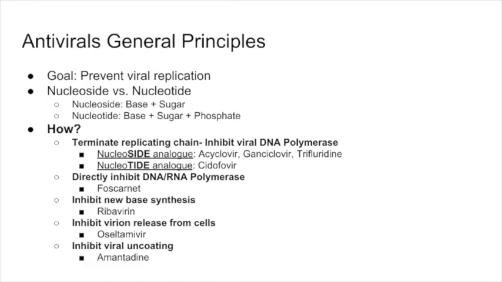And lastly, one way of inhibiting viral replication is to inhibit viral uncoating, meaning the virus has a coat, and in order for it to penetrate the cell, it has to uncoat or take off its coat. If the virus can't do that, then it can't go into the cell and replicate. Amantadine does that, inhibiting viral uncoating. So these are the basics, or the general principles, of the antivirals.